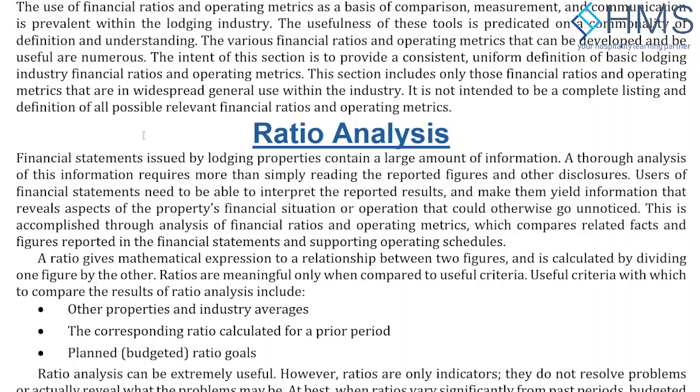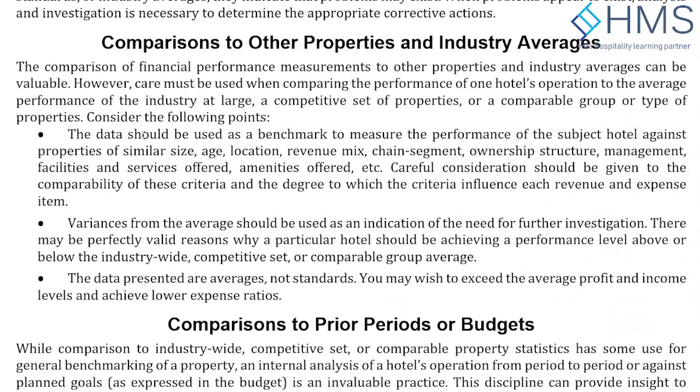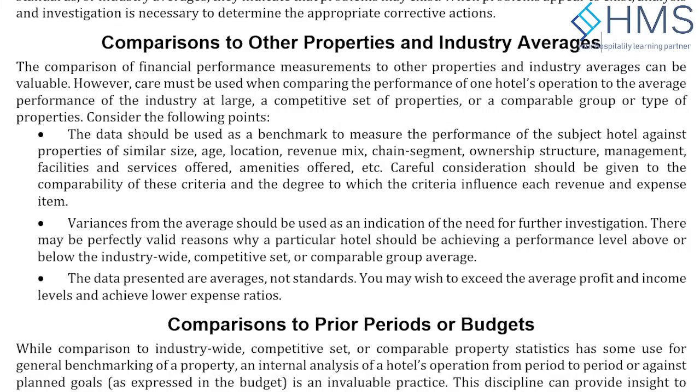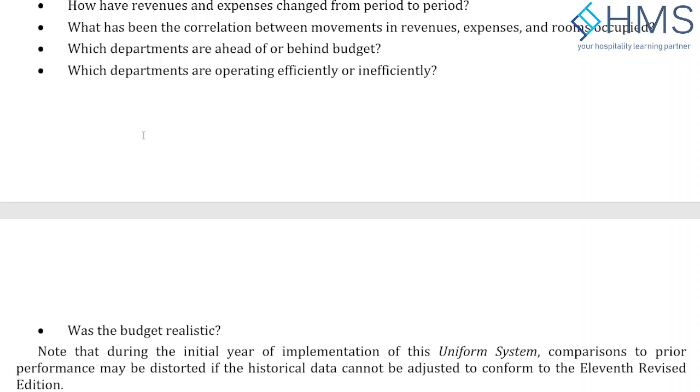Now there is ratio analysis, which is done by the chief accountants or by the financial controllers for understanding the business. The ratio analysis is usually compared to other properties and industry averages, and we also compare with the prior periods and budgets. So every year we are making the budget, right? Every year we do the forecasting. Every 3 months we reforecast, and see whether the performance is in line with the budget or in line with the forecast, right?